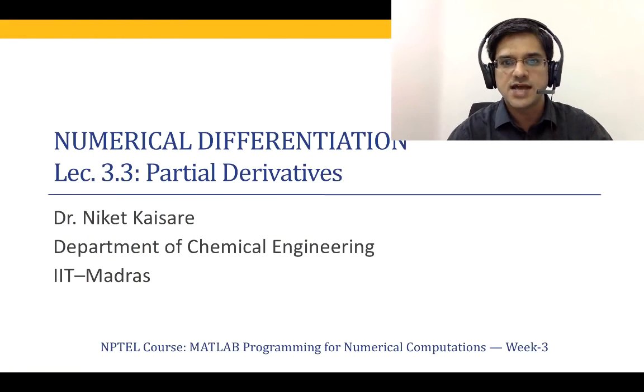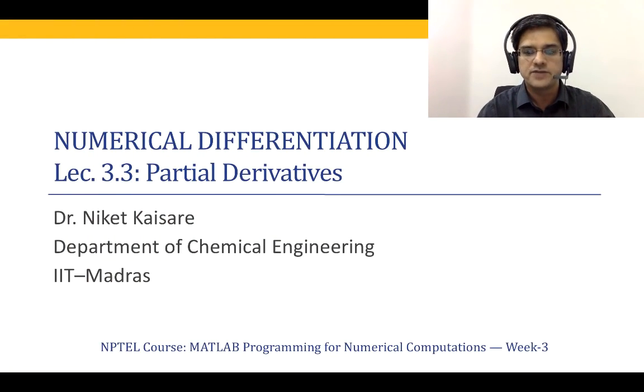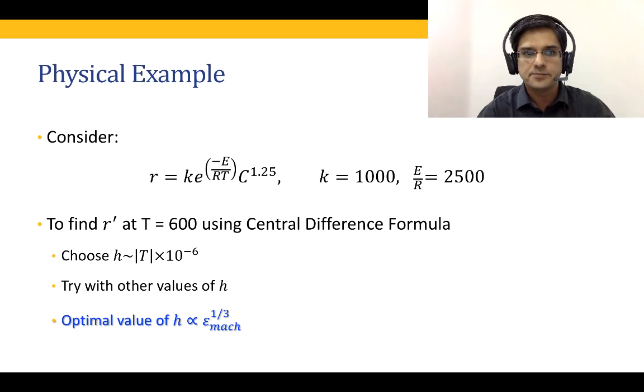Partial derivatives when the function f is a function of multiple variables. So f is a function of x1, x2 and so on. Before we do that, we will go over the example that we took in the previous lecture, the practical example of rate of reaction. We wanted to find its derivative with respect to temperature T at T equal to 600. We used the central difference formula with h equal to 10 to the power minus 4.